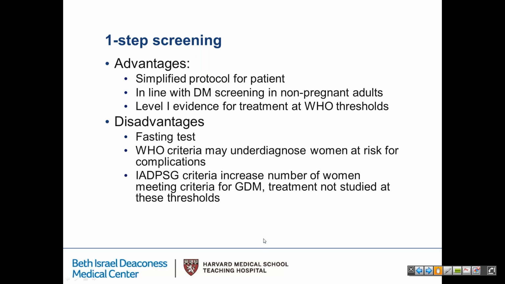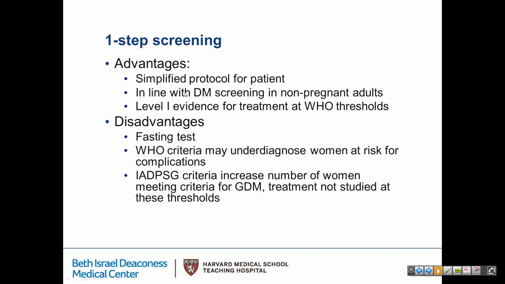In terms of one-step screening, the advantages: it's a simplified protocol for the patient. You have to go in one time. Of course, many more people will have to go in fasting and stay for a prolonged test than the number of folks who would have needed to have a fasting test done with a two-step protocol, but it is simplified in terms of just coming up with a process.